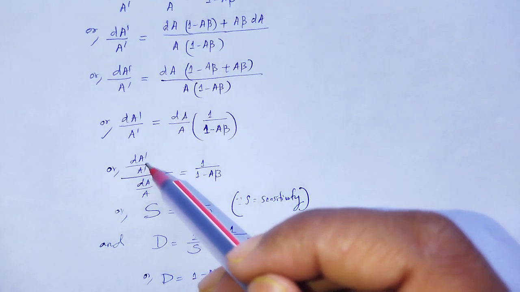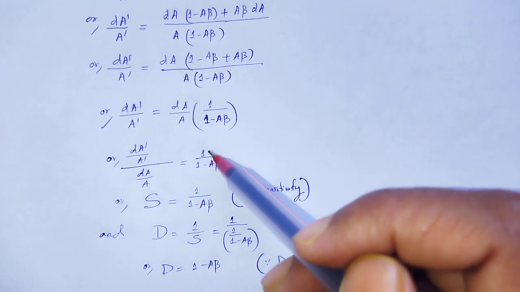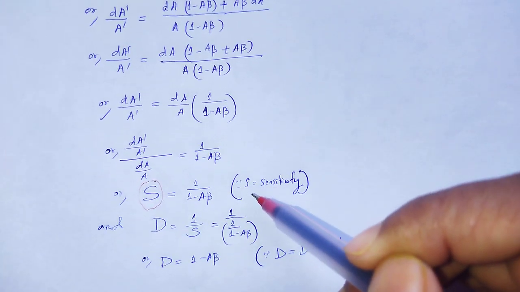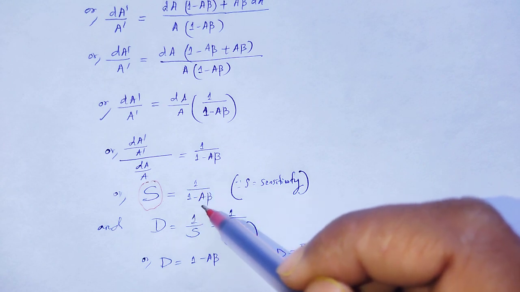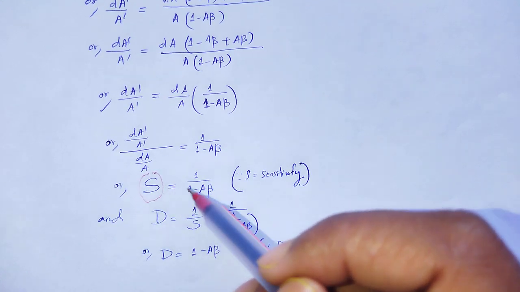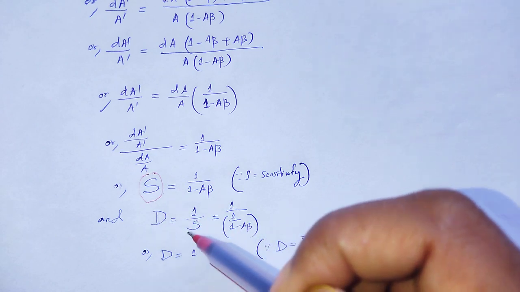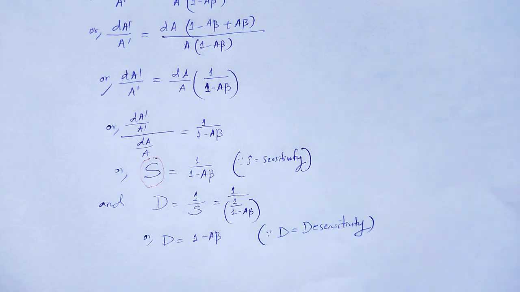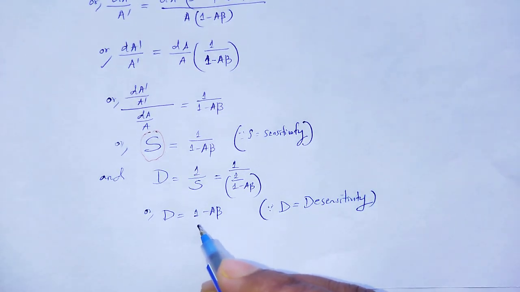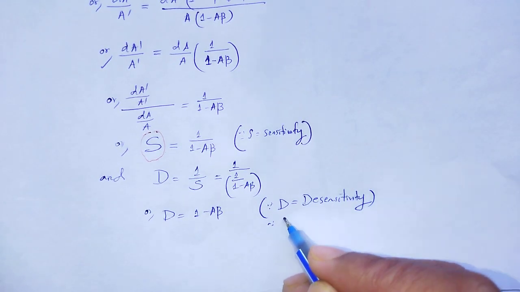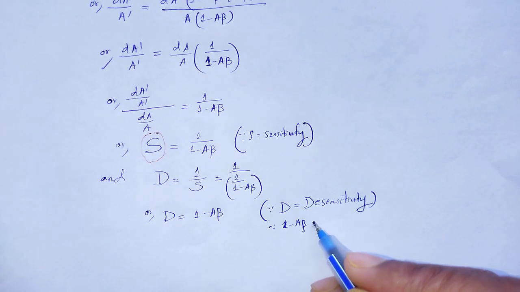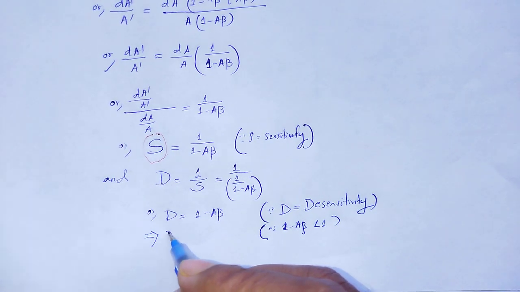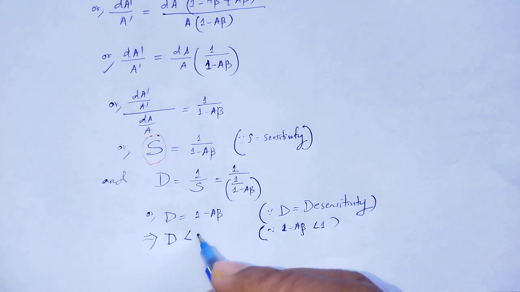So we obtain dA dash by A dash whole divided by dA by A is equal to 1 divided by 1 minus A beta. That term is known as sensitivity. S stands for sensitivity, 1 divided by 1 minus A beta. Its reciprocal is called desensitivity. D is equal to 1 by S, D is equal to 1 minus A beta. As 1 minus A beta is less than 1, we can say that desensitivity is less than 1.